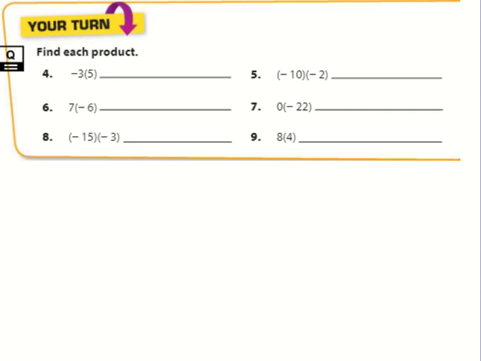Okay, so if we apply the rules, these are different signs, so it means my answer is automatically going to be negative, and 3 times 5 is 15. So for 5, they're the same sign, so this automatically means it's going to be positive, so 10 times 2 would be 20. Okay, 7 times 6 is 42, but again with my rules, different signs, answer is negative.